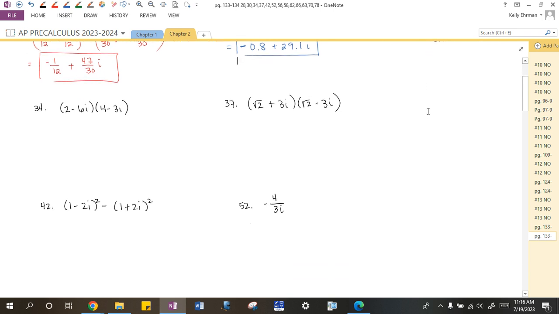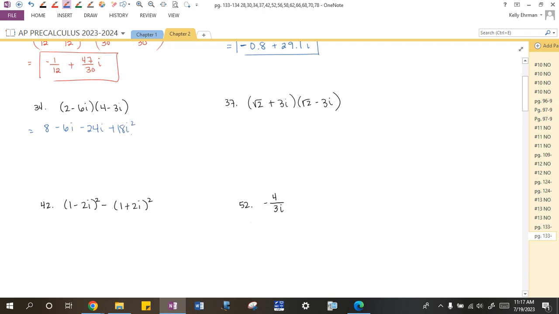Okay, 34, we are multiplying. So just going through the FOIL process here. So 2 times 4 is 8. 2 times negative 3i. Negative 6i times 4. Negative 6i times negative 3i is plus 18i squared.